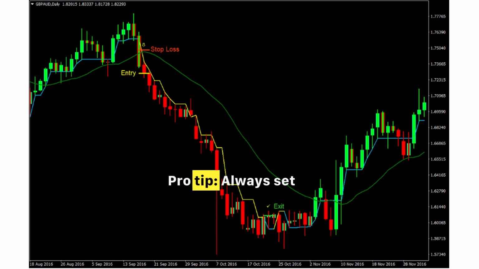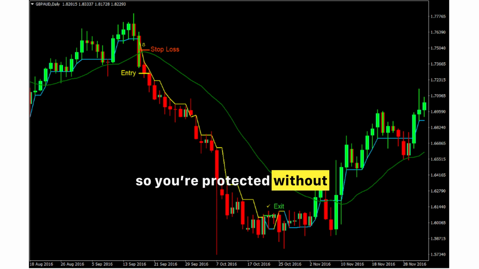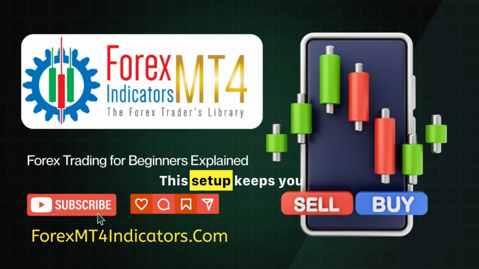Pro tip. Always set your stop loss just beyond the Super Trend line. It adapts to volatility, so you're protected without choking your trade. This setup keeps you trading with the trend, not against it.